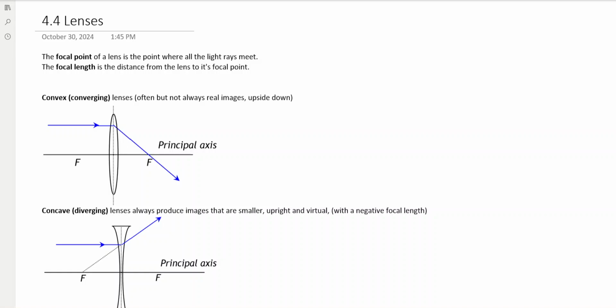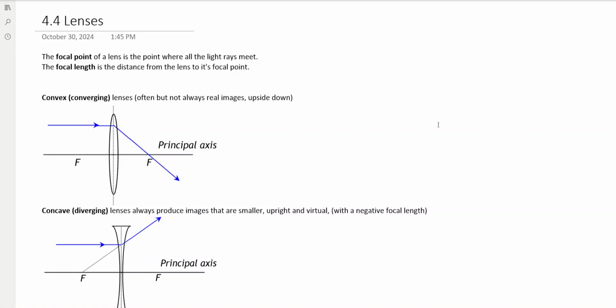Hello and welcome to my video, lesson 4.4 on lenses. So here's where we're going to really dive into a couple of calculations, but also weird, unintuitive questions and answers in Physics 30 with light.